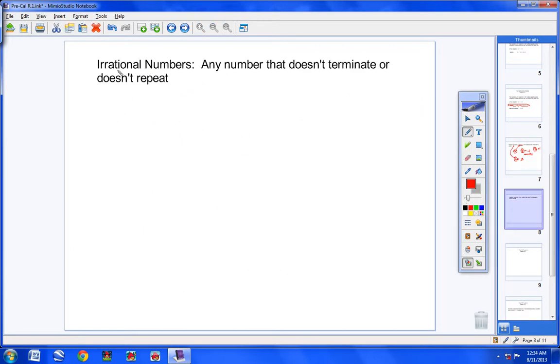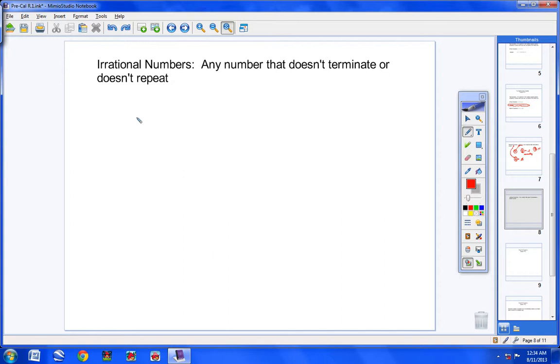Now let's talk about irrational numbers. Irrational numbers are any number that doesn't terminate or doesn't repeat. And you might say to yourself, well, Mr. Earhart, that's impossible. Every fraction either terminates or repeats. And I would say you're correct. But you're referring to fractions that have integers.